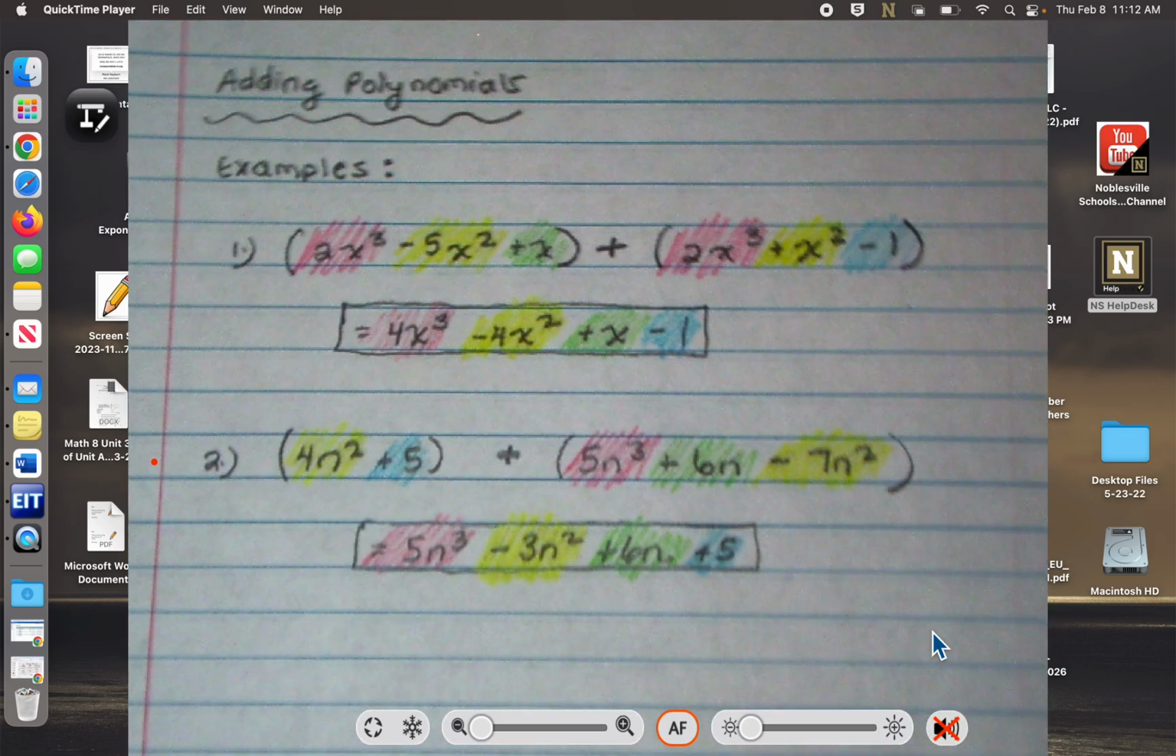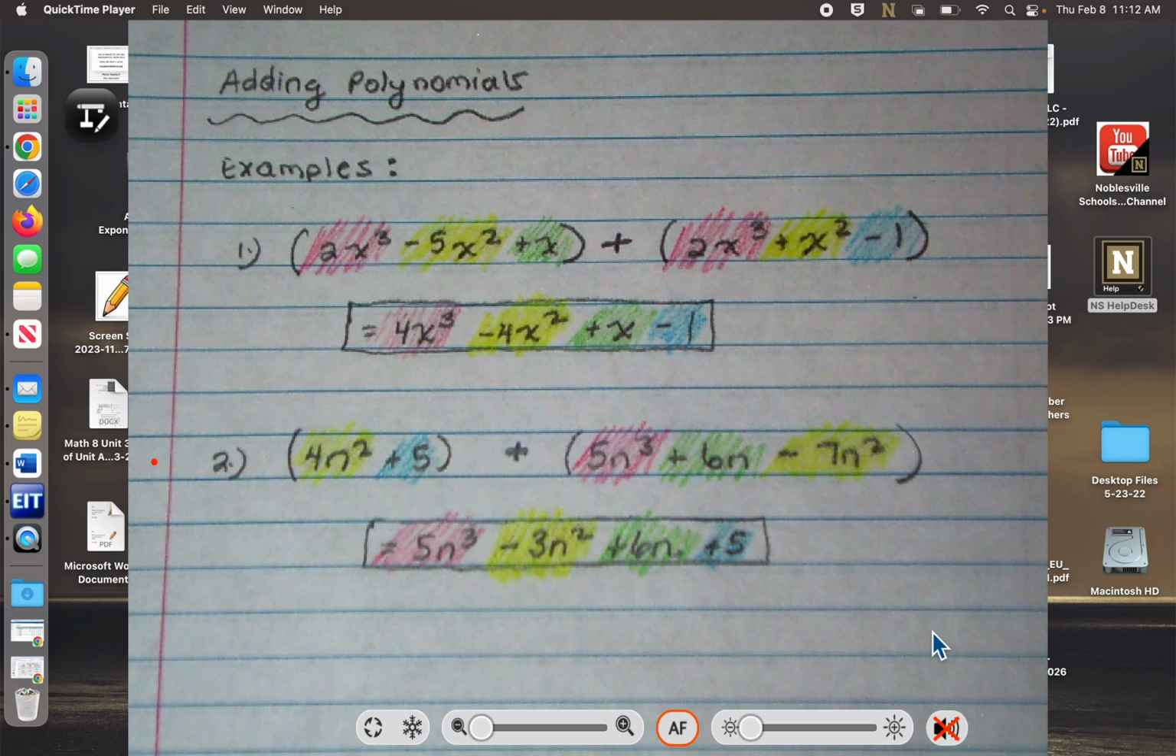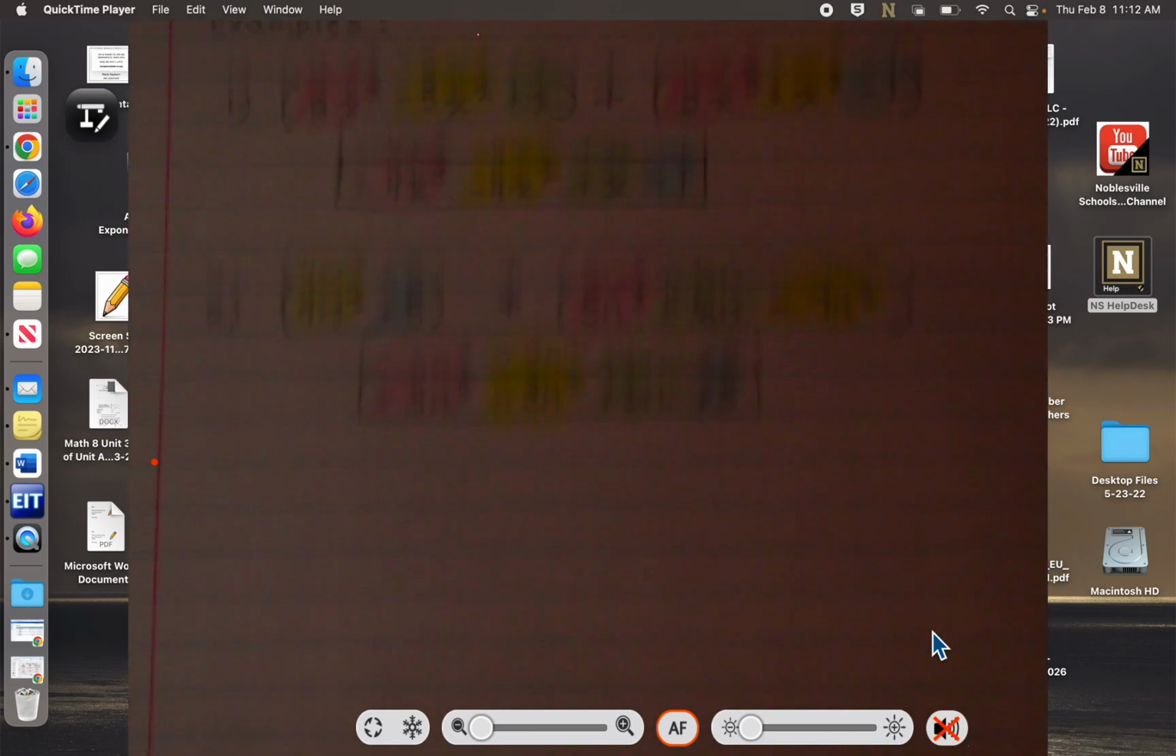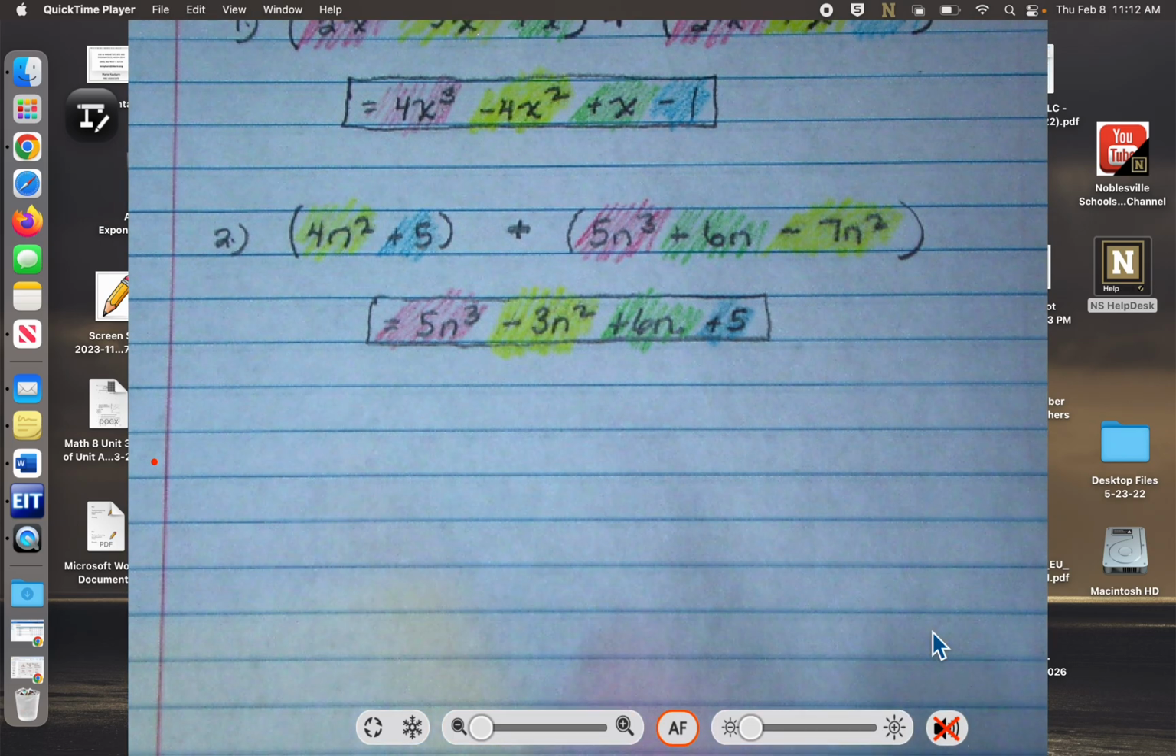So that's adding polynomials. Pretty straightforward stuff. Subtracting isn't that much different. There's just a little step we have to do before we can start combining them. Okay? So we'll get started on that.